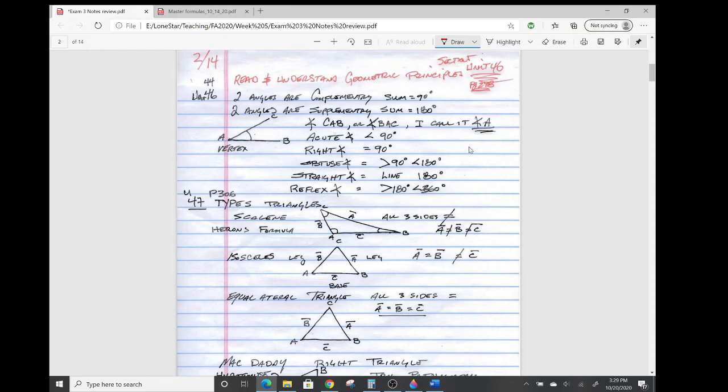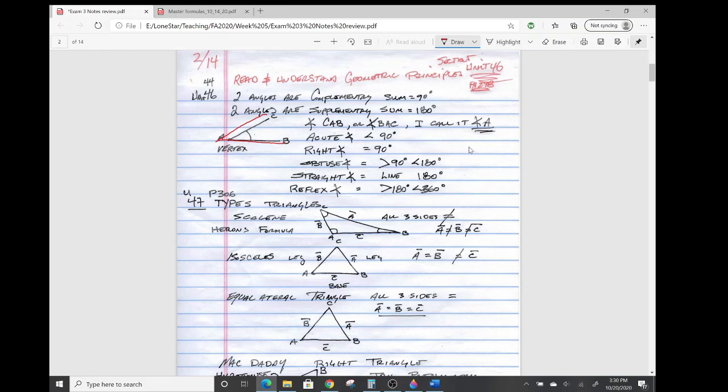Angle CAB or angle BAC. Always put the A in the middle where the angle is. I just call it angle A. Acute means it's less than 90. Right means it's 90. Obtuse is greater than 90 and less than 180. Straight is 180. A reflex is 180 to 360. And a circle is 360 degrees, and that's a no-brainer. We don't call it an angle. We call it 360 degrees.